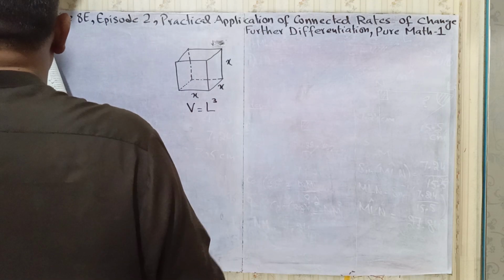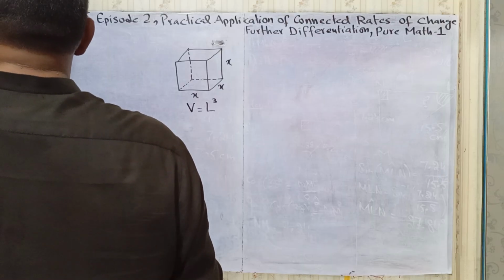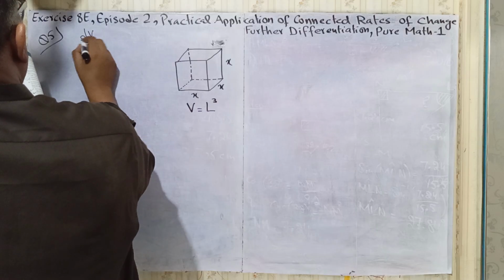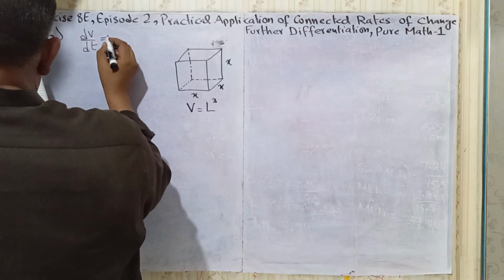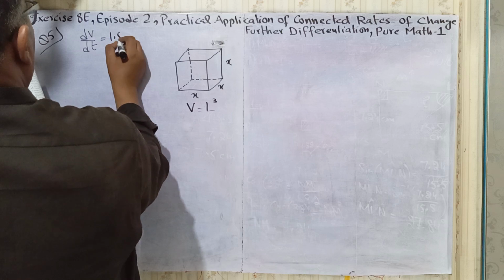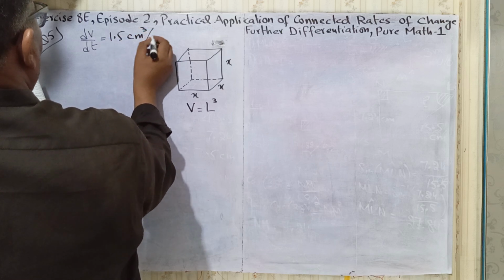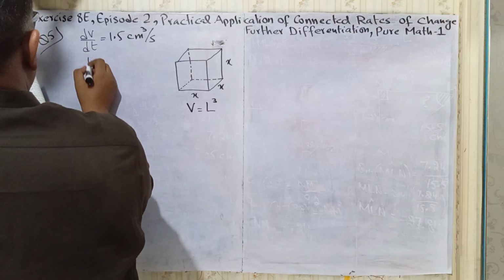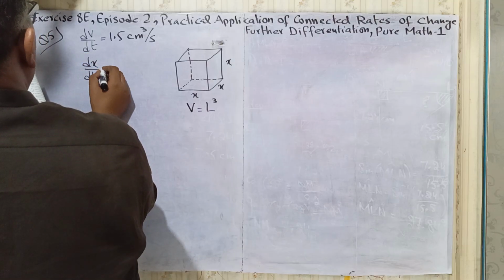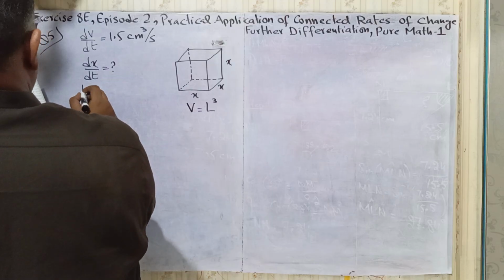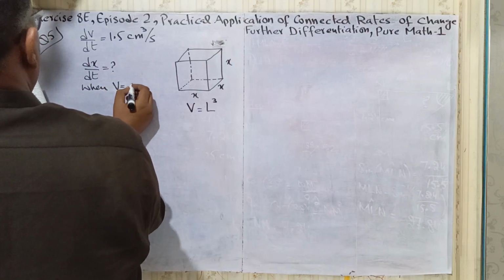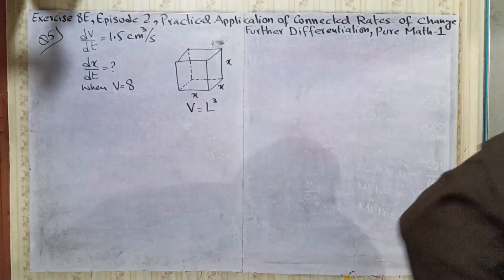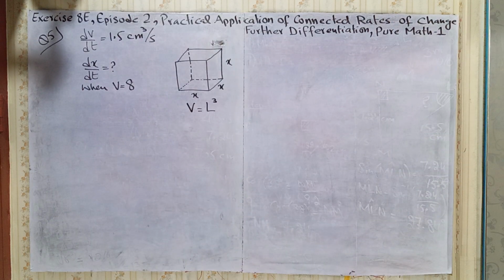Now, what is given to me is that the volume is increasing at a rate, dV by dt is given. That is 1.5 centimeter cube per second. And then the question is to find the rate of increase of x. The dx by dt is the question. And when V is equal to 8. So we are talking in centimeters, centimeter cube.